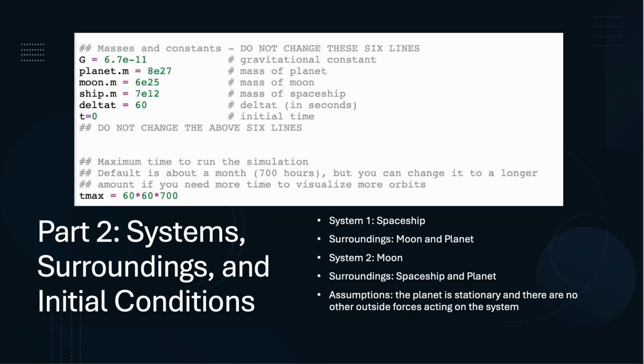So this leads to part two, where we were trying to find the initial velocity of a spaceship so that it would orbit both a moon and a planet. In this, we actually had two different systems. System one was the spaceship with surroundings of the moon and the planet, and system two was the moon with the surroundings of the spaceship and the planet. We assume that the planet is stationary and there are no other outside forces acting on the system. This shows all of the initial masses and everything. And Tmax is 700 hours.